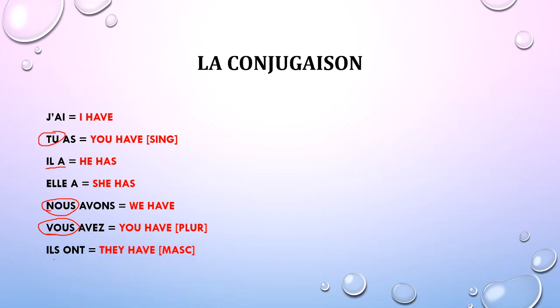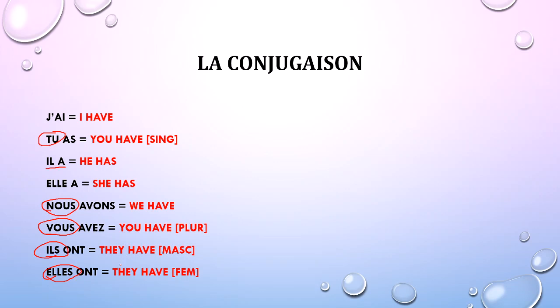Then we also have ils ont. Il, the S is silent, so ils ont, but now we read as one word, ils ont, they have. This is masculine. Like many male people together will say they have. Ils ont. And lastly, we have elles ont. They have. It is feminine, plural. So the elle is for the feminine, but both ils and elles just means they.